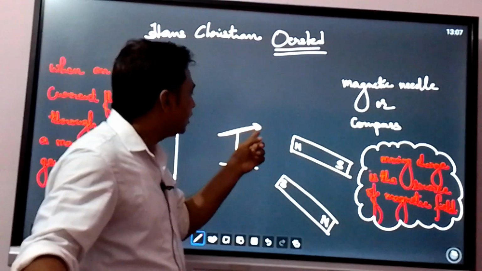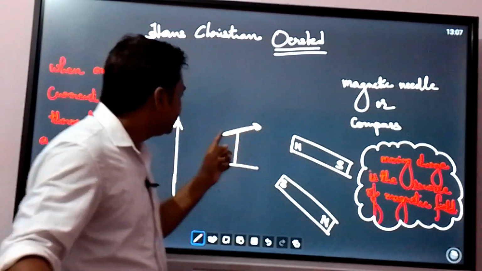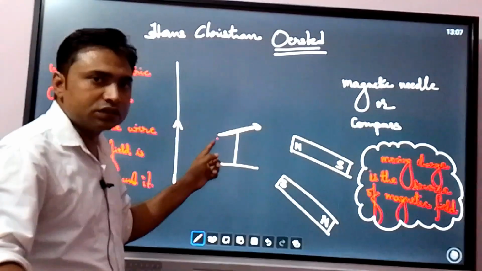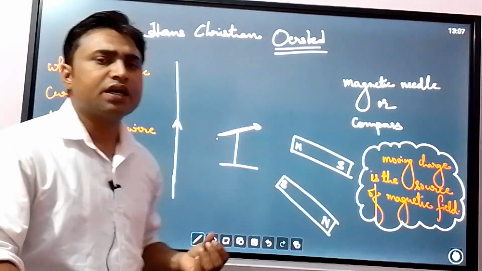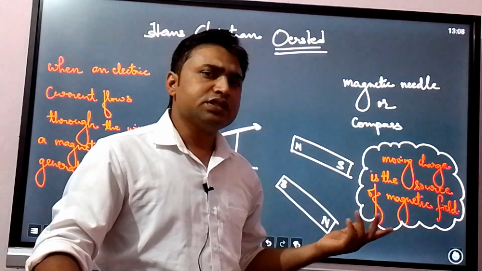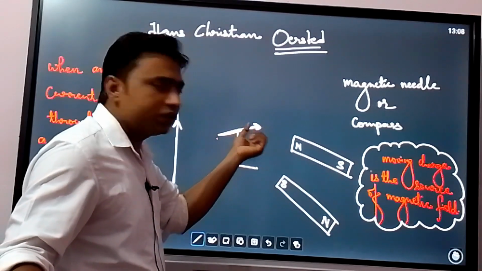this arrow mark shows the north pole. The needle's north pole is this side, and this side it is having the south pole. Either there may be an arrow mark, or it is colored with red color. We saw that it points in the north direction.